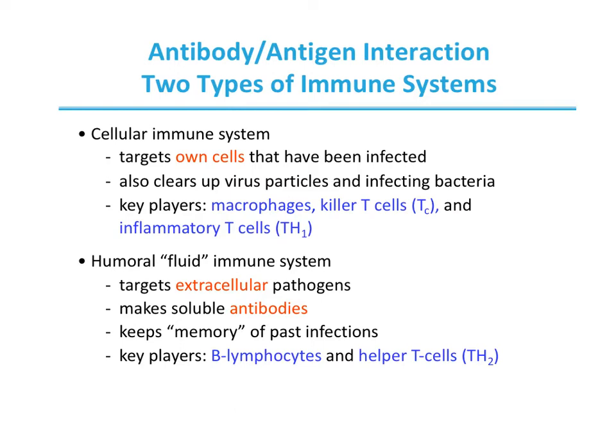The humoral system targets extracellular pathogens, so things outside the cell. It involves making soluble antibodies. It can keep a memory of past infections, and the key players here are the B lymphocytes and the helper T cells. T cells are labeled that way because they come to maturity in the thymus, and B cells are so labeled because they mature in the bone marrow.